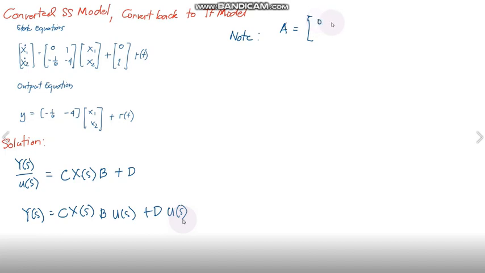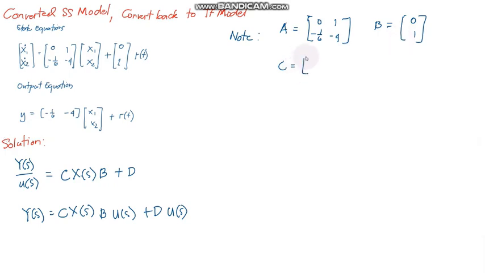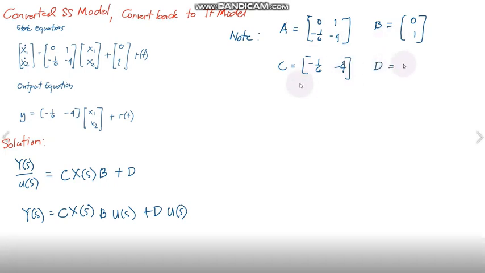To recall, note that the matrix A is 0, 1, -6, -4. The matrix B is 0, 1. And the matrix C is -1/6, -4. I hope you recall the standard notation of the state space equation. And D is 1.